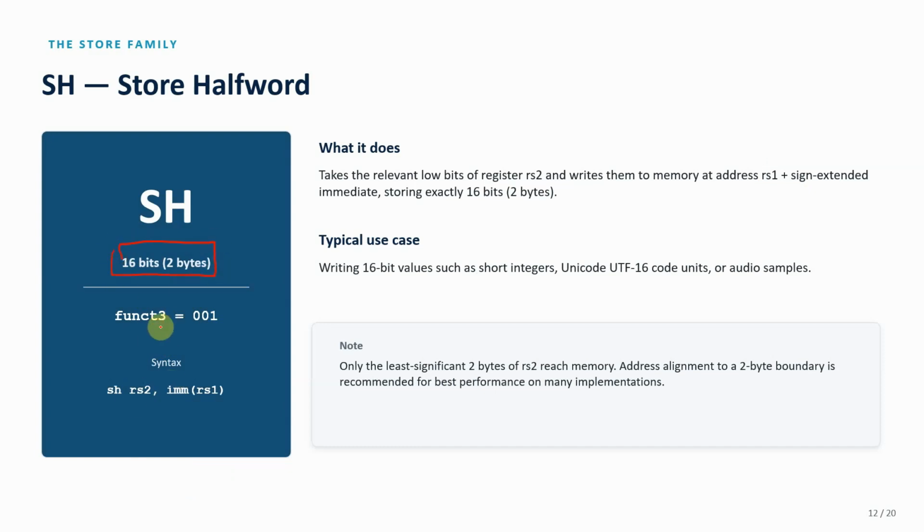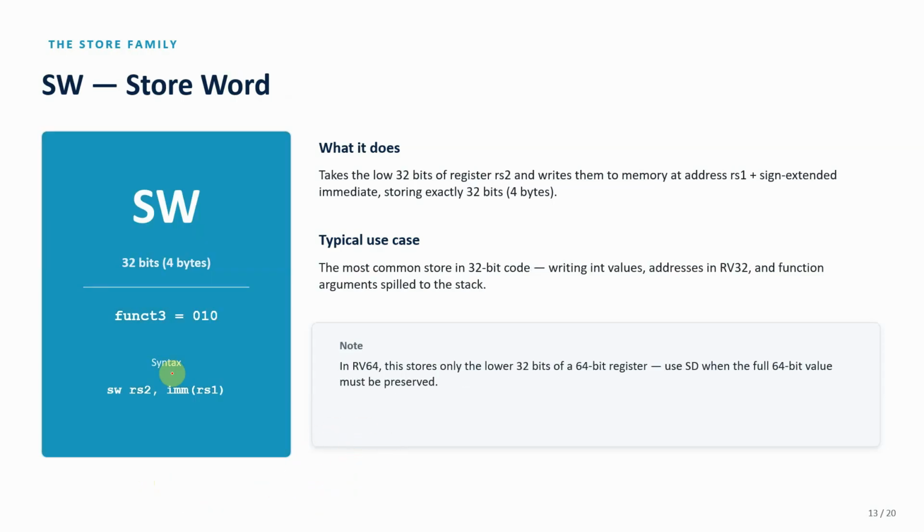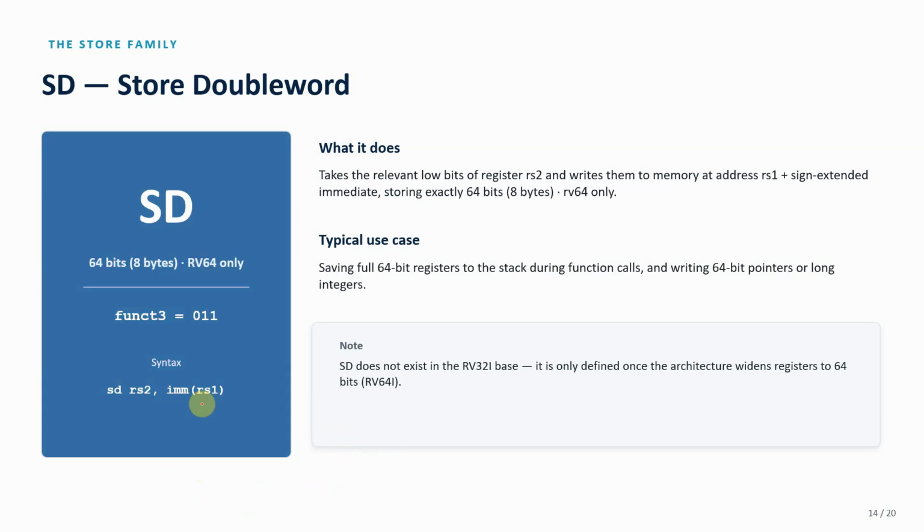So I'm going to have funct3 001, and the syntax is SH rs2, immediate of rs1. rs2 is again a 32-bit register. From this 32-bit register, I'm going to consider the last 2 bytes of data, and I'm going to store them into the address specified by rs1 plus the immediate location. And in the store word, I'm going to take all 4 bytes of data and store them into the address specified in this particular instruction.